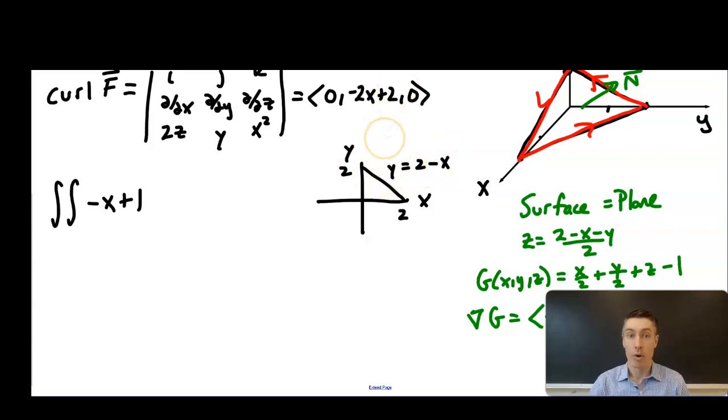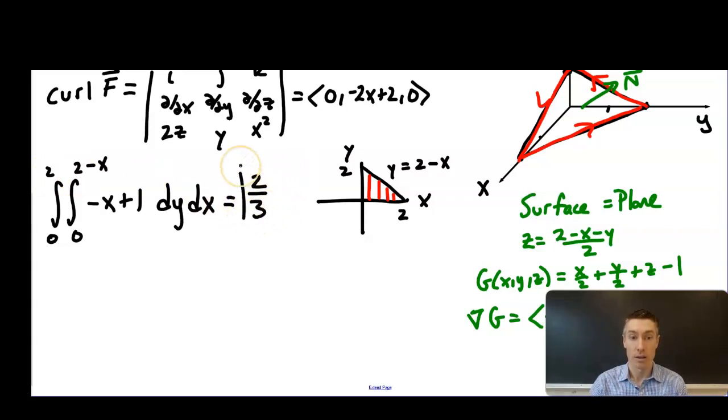We can treat this as type 1 or type 2. Let's go type 1, so that means we're going dy dx here. So y goes from 0 to 2 minus x, and x goes from 0 to 2. Not going to focus on the integration here. If you do out the integration, you're going to get 2/3 as the value of this integral. Okay, but this was an example where we were asked to evaluate a line integral, but we used Stokes to turn it into a surface integral that was easier for us to compute. Way easier than doing 3 separate line integrals.